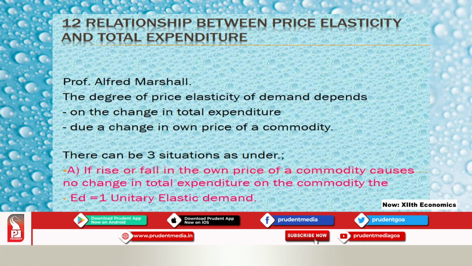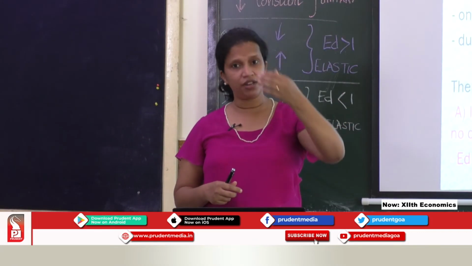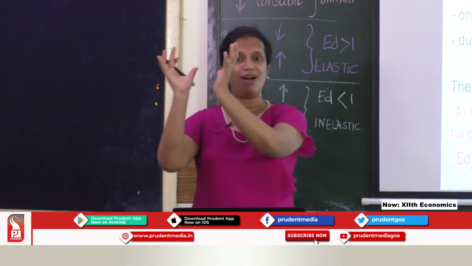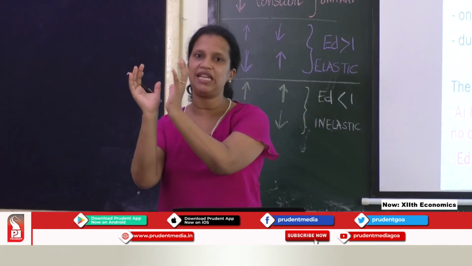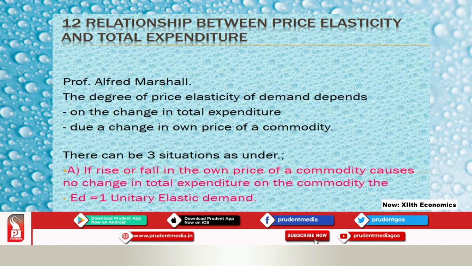First, a rise or a fall in own price of a commodity causes no change in the total expenditure. So, even if the price has increased or decreased, the amount that you are spending on that commodity is constant. Is that clear? So, there is no change in total expenditure. Therefore, you can conclude that such commodities possess unitary elastic demand, or ED is equal to 1.